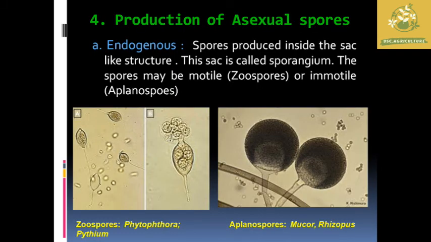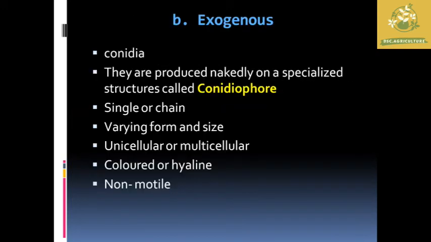And while seeing about the production of asexual spores, the first one we are going to see is endogenous. The spores are produced inside sac-like structures, and this sac is called a sporangium. The spores may be motile as well as immotile. The motile spores are known as zoospores, and the immotile spores are known as aplanospores. Examples of zoospores are Phytophthora as well as Pythium, and examples of aplanospores are Mucor as well as Rhizopus.